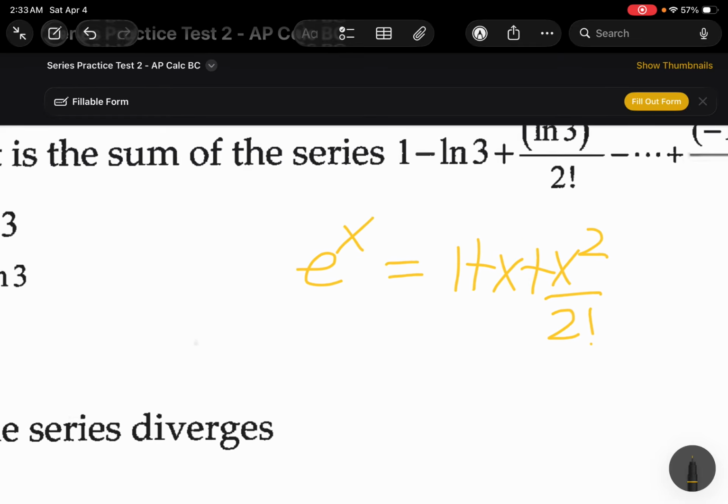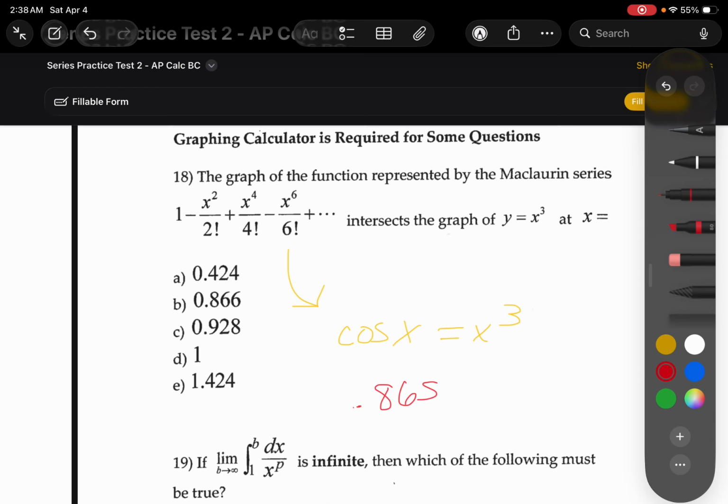Graph that on your TI-84 calculator using y1 equals cosine of x, then y2 equals x cubed. Press graph. Then find the crossing point. Then second trace 5, which is the intersection. Then go a little bit beyond the intersection point of those two graphs and estimate it, and you should get 0.865 or rounded 0.866. If you're one decimal place off, you're probably on the right track, which is good. So our answer is going to be B.